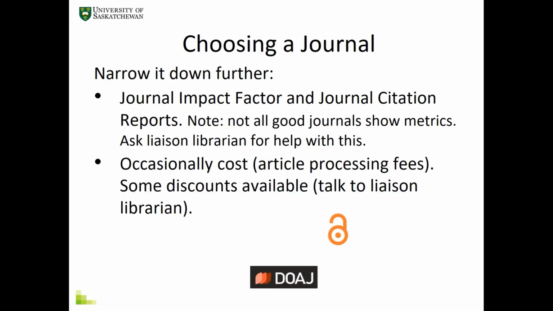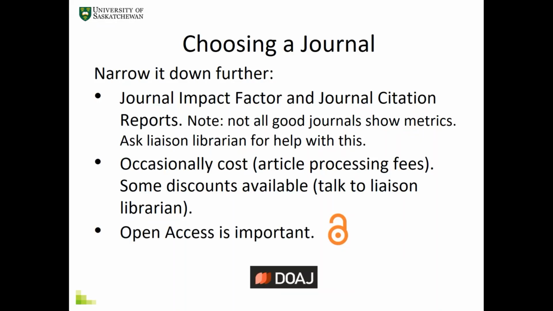Another thing to think about is article processing fees. There is occasionally a cost associated. Undergraduate journals do not tend to have this. If you're submitting to medical journals, scientific journals, they often have article processing fees or APFs. So know that our university has discounts available as part of subscription packages that we have to those journals. So definitely talk to a liaison librarian about how to get discounts on article processing fees.